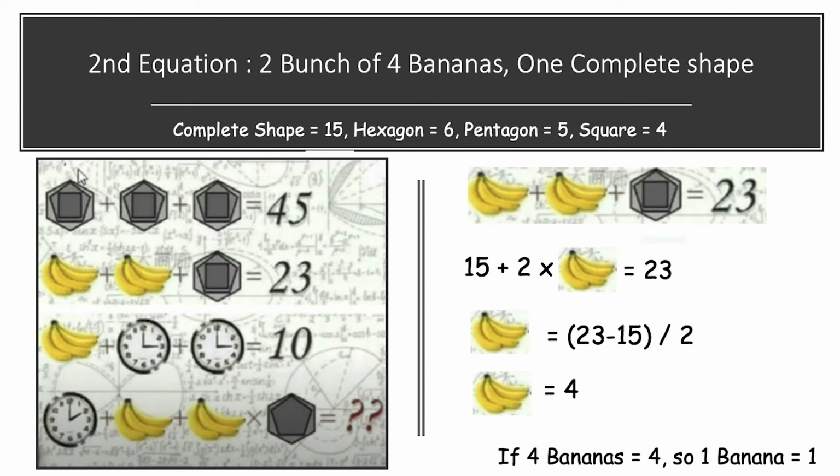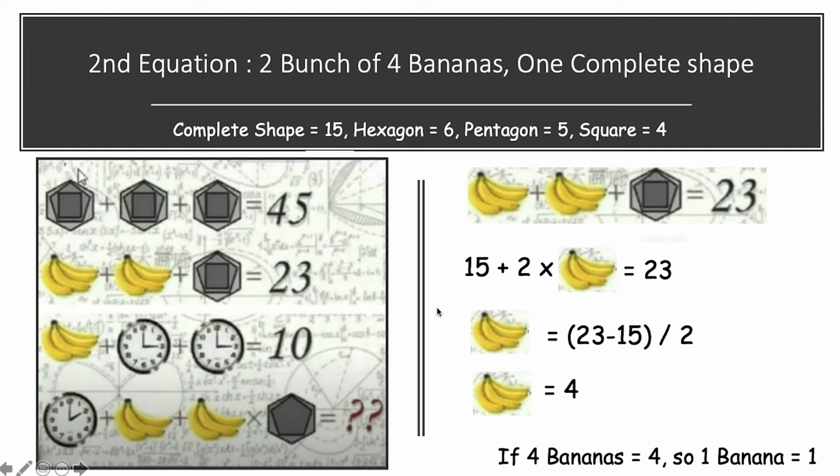In the second equation, we have got two bunches of 4 bananas plus one complete shape. Complete shape means it has hexagon, pentagon and square in it. So we know the value of one complete shape. Putting that here in this equation and solving this equation to get the value of banana.